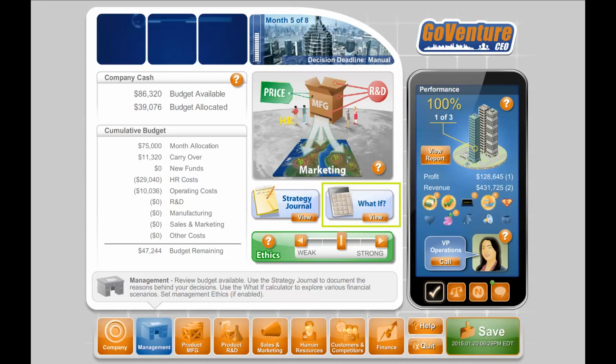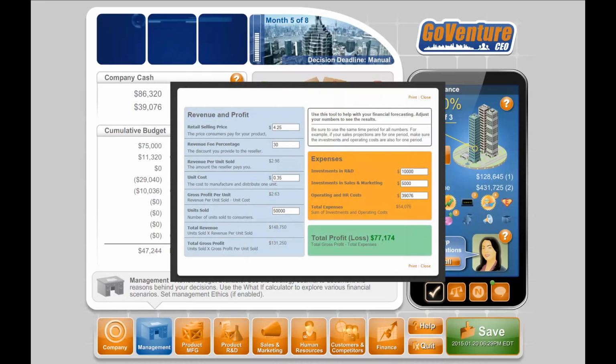This is the what-if calculator. The calculator allows you to experiment with different numbers to see what your potential profitability may be.